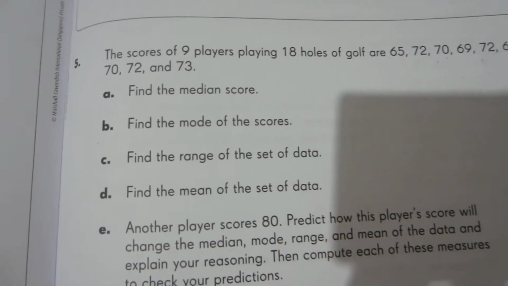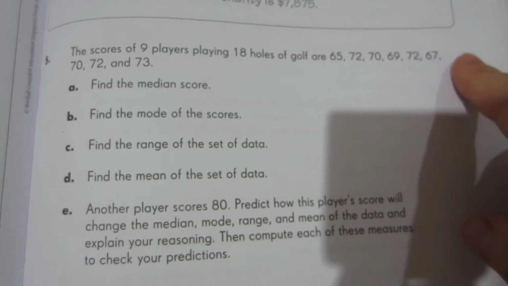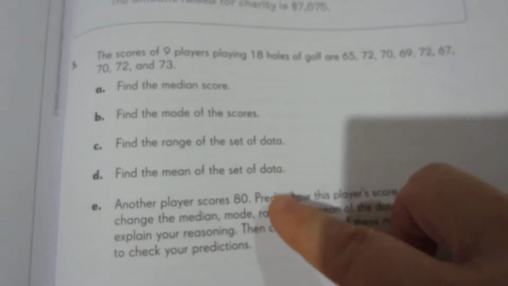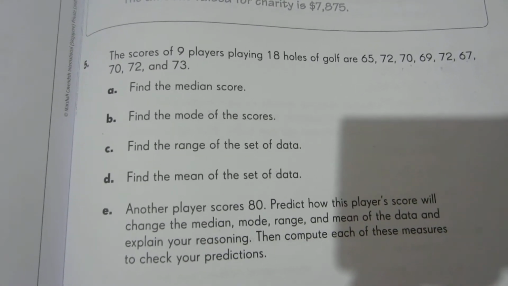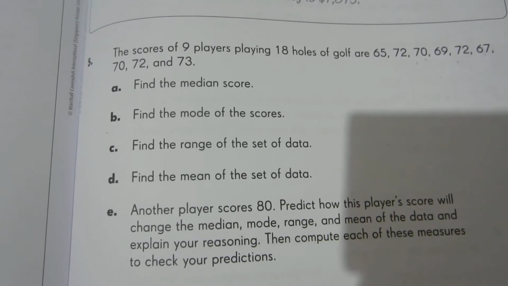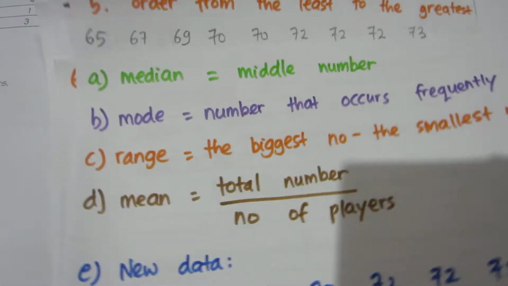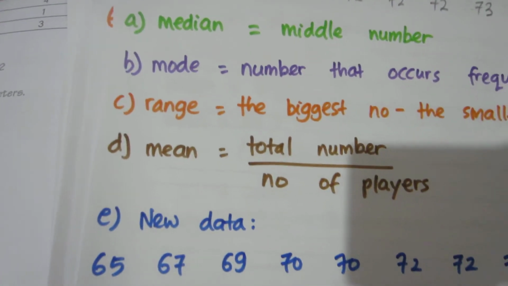The scores of 9 players playing 9 holes of golf are this much. Find the median score, the mode, the range, and the mean. And then what happens if there is another data. So first of all, you need to set the data in order from the least to the greatest, like the one that I did in here. Order it from the least to the greatest.